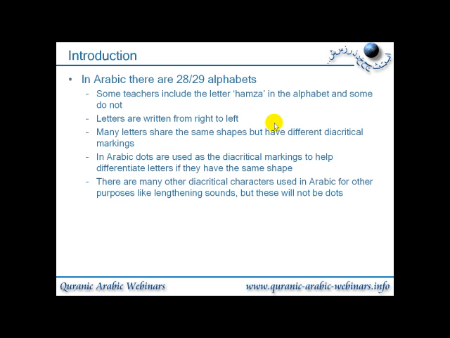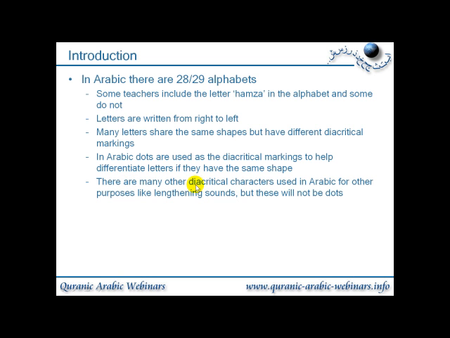Introduction. In Arabic, there are 28 or 29 alphabets. Some teachers include the letter Hamza in the alphabet and some do not. That's why we have a difference of either 28 or 29. Letters are written from right to left, so the opposite of the way you write in English. Many letters share the same shapes but have different diacritical markings on them. In Arabic, dots are used as diacritical markings to help differentiate letters if they have the same shape.